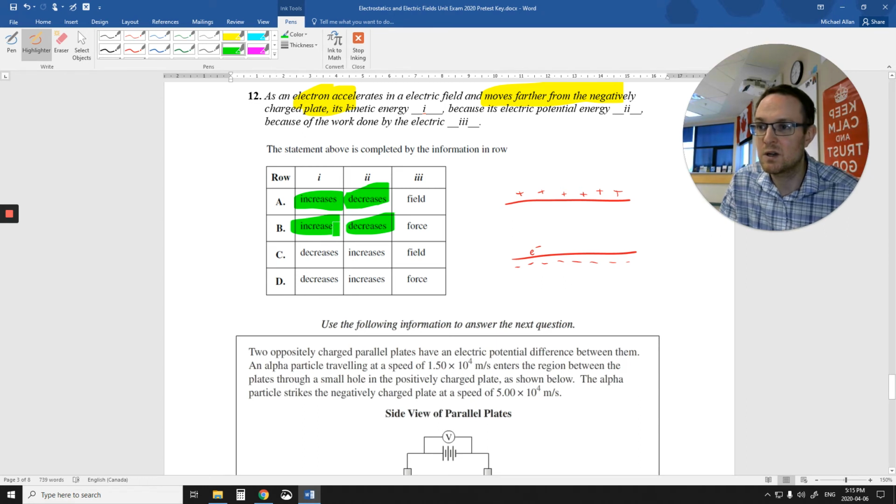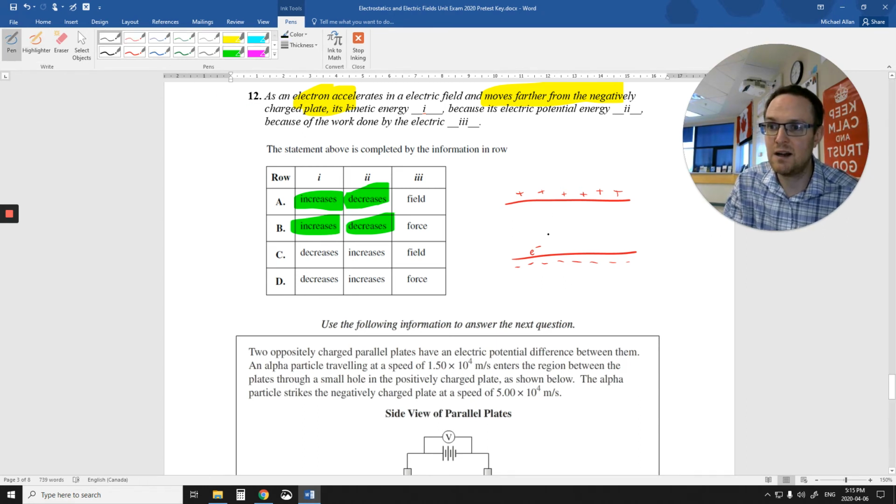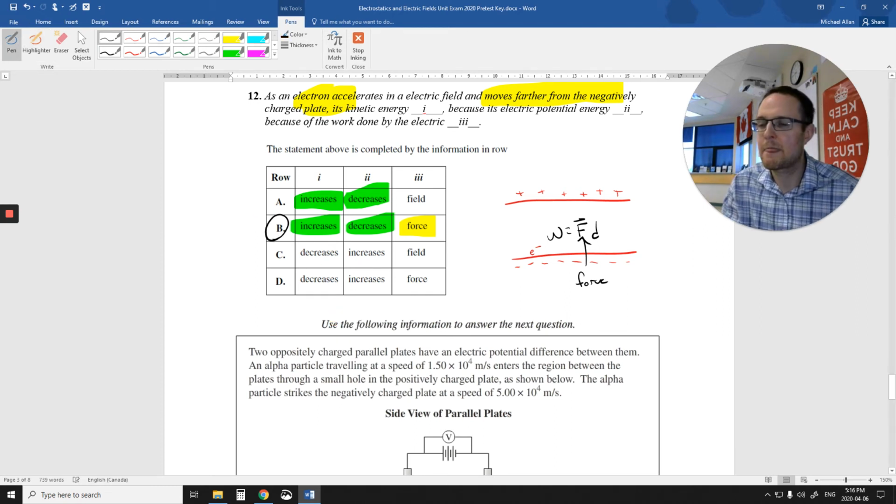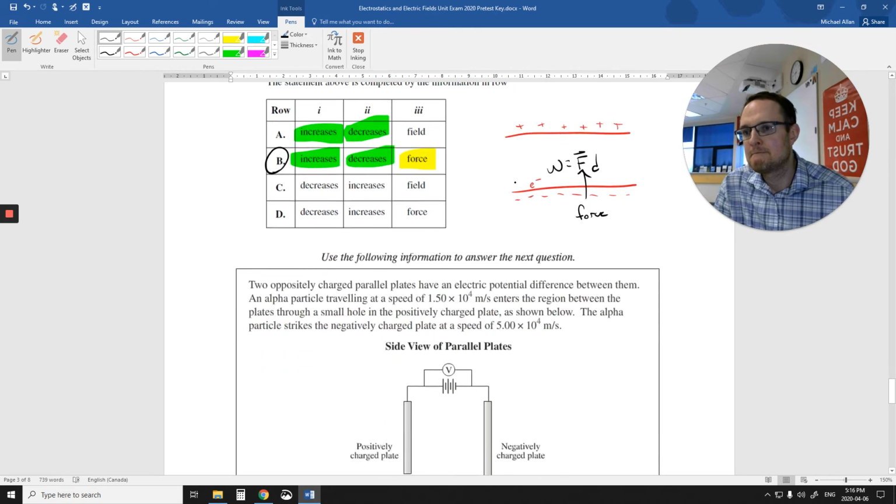For this statement, we just had to know what's causing the work. So what causes work? Remember what work is: force times distance. So the force is causing the work. You apply a force to cause work. There we go. Okay, so B is our answer.